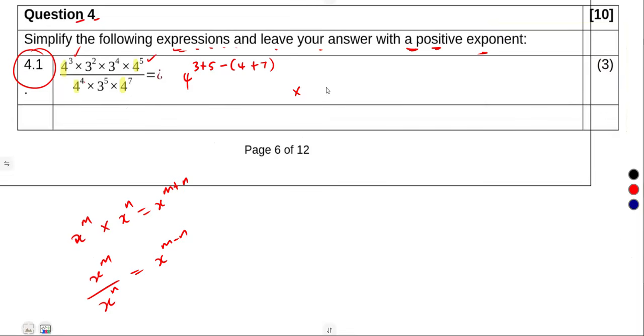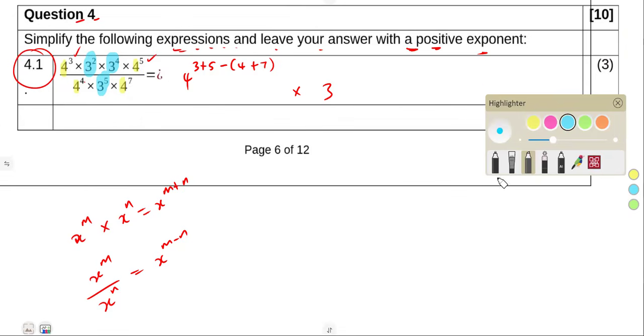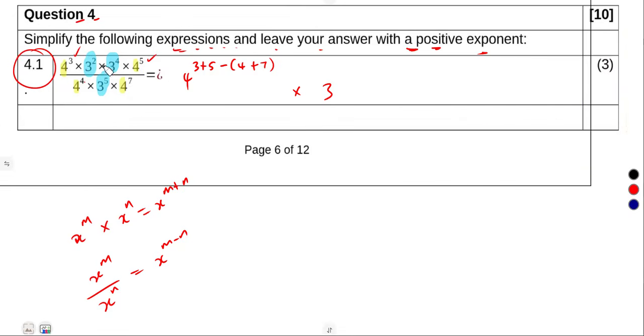Then we've got 3 to the exponent of 2. All right. Moving on to the base of 3. To the exponent of 2, to the exponent of 4, and this one to the exponent of 5. So in the numerator, we're going to add 2 and 4. Then in the denominator, there is 3 to the exponent of 5. So you subtract that 5.